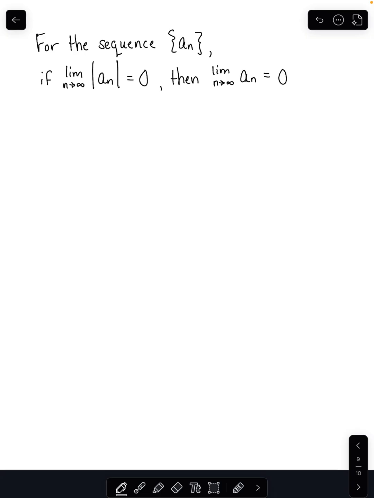What this basically says is that if we are dealing with an alternating sequence, as we saw in the previous example, we could just ignore the alternating sign of it and only bound it from above with the positive 1 over 2 to the n, and it would suffice.